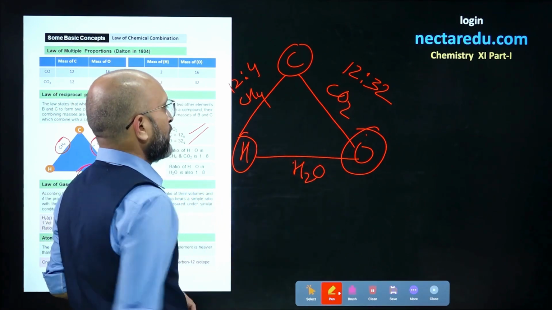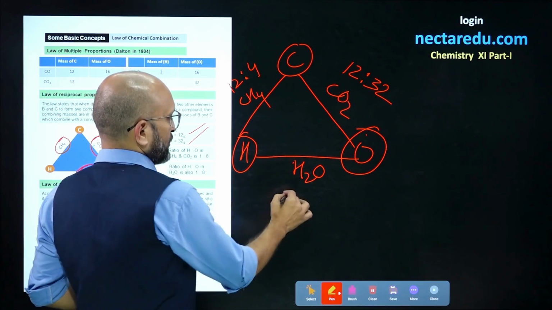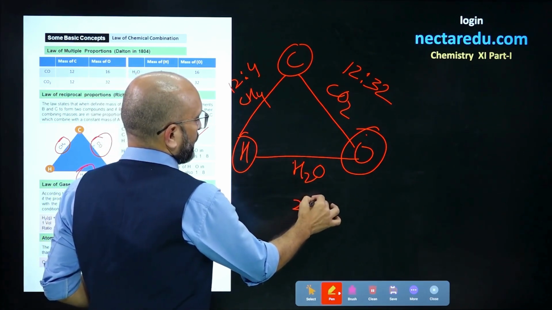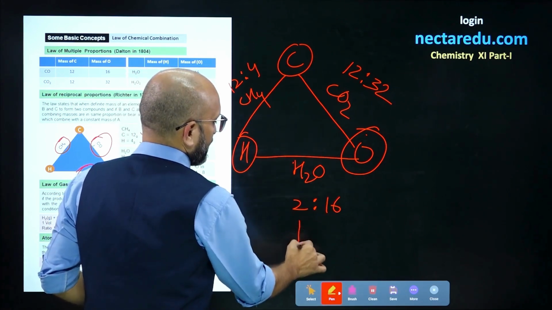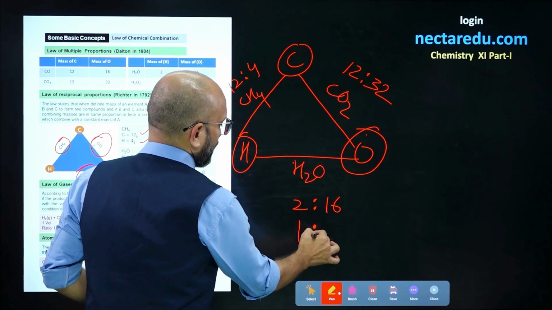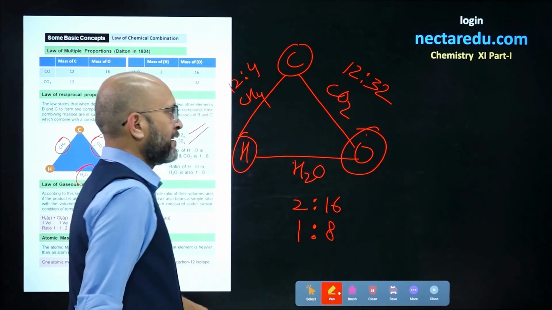Now, hydrogen and oxygen can combine together to form water. What is the ratio of masses of hydrogen and oxygen? Hydrogen is 2 units and oxygen is 16 units. So, what is the ratio? The simple ratio will be 1 is to 8, right?